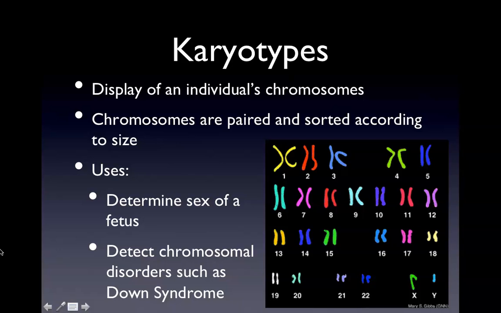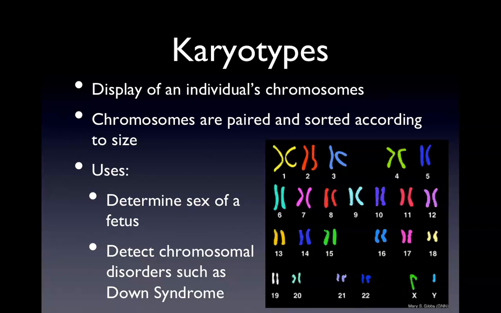Let's talk about karyotypes for a second. We mentioned this the other day when we were looking at your autosomes, which remember are 1 through 22, and your sex chromosomes, which is your 23rd pair down here. But a karyotype in general is simply a display or a picture of an individual's sets of chromosomes.